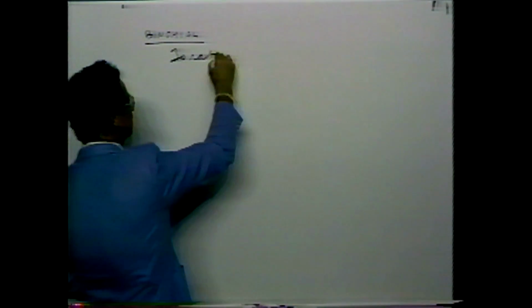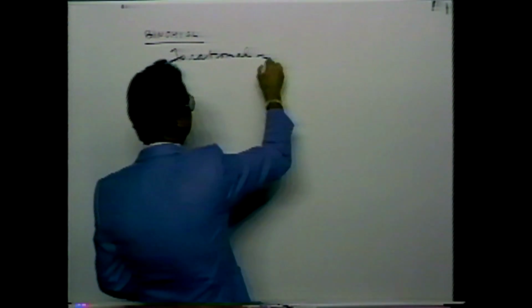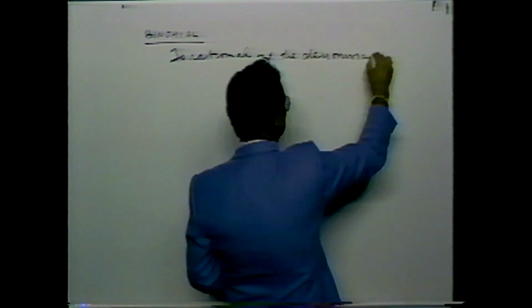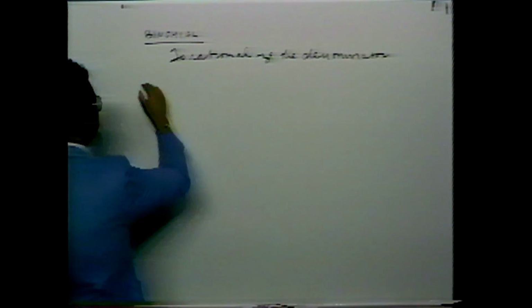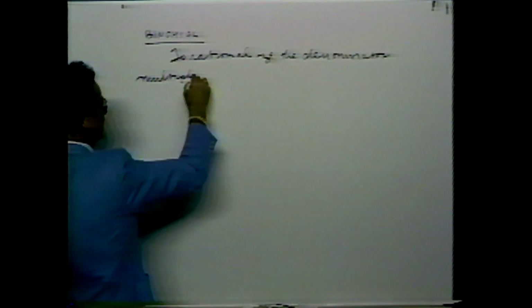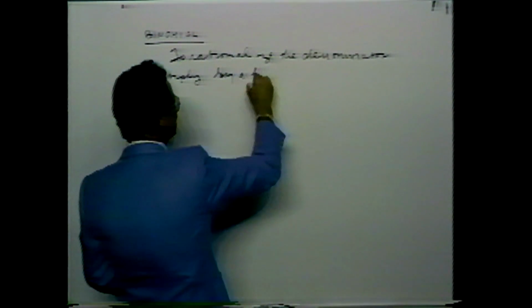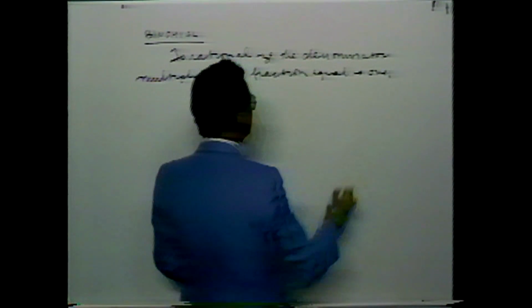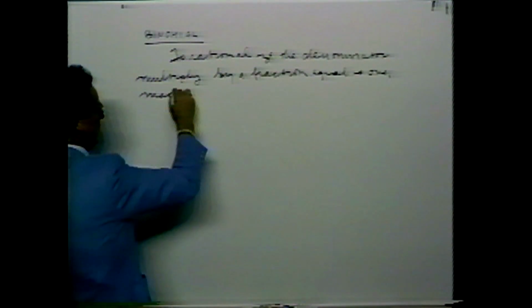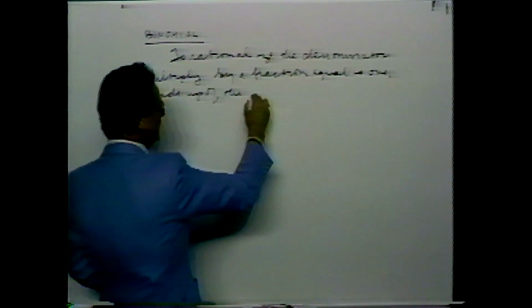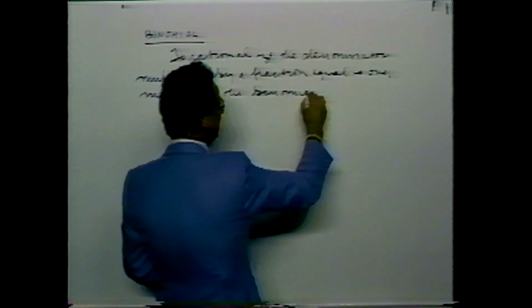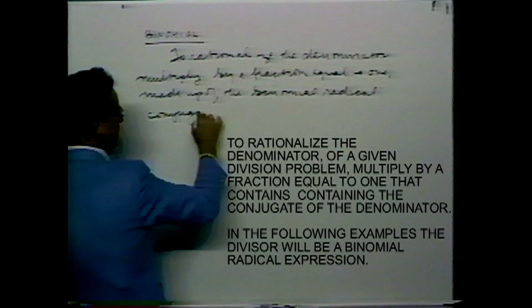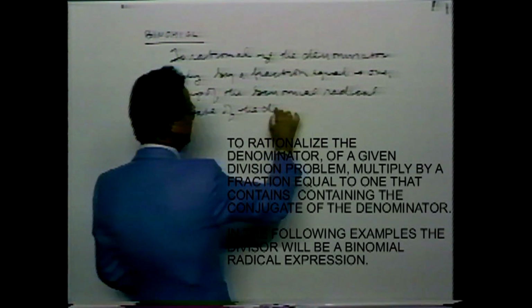To rationalize the denominator, multiply by a fraction equal to 1 made up of the binomial radical conjugate of the denominator.